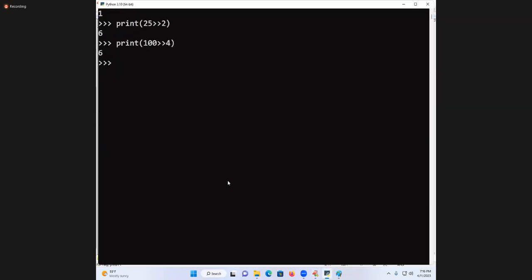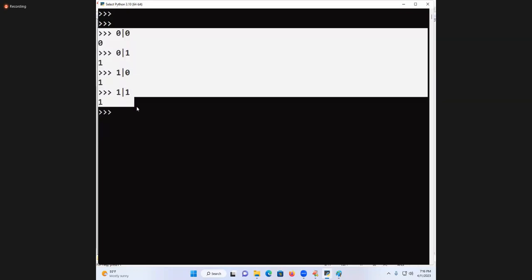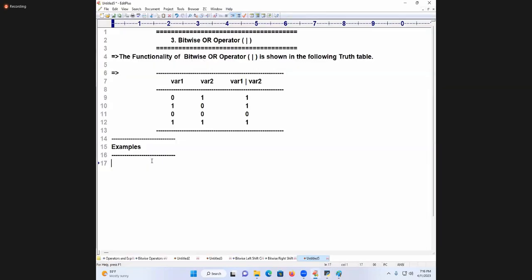Aniket. Now coming to the example. 0 or 0, answer is what? 0. 0 or 1, 1. 1 or 0, 1. 1 or 1, 1. Aniket, coming to the point back. This is called the first example.